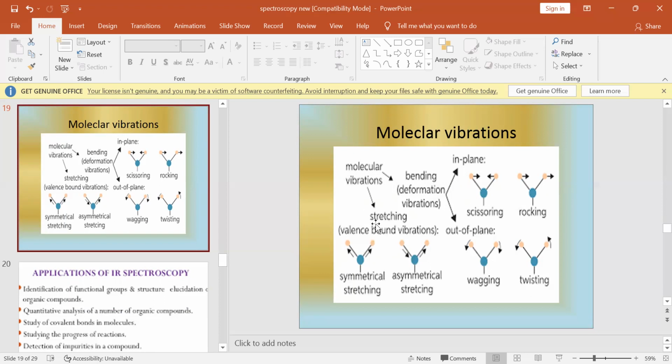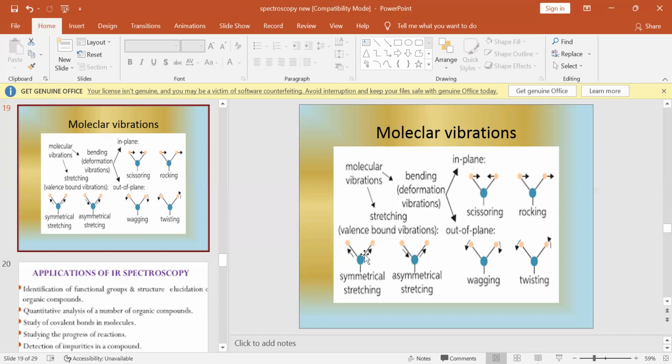Stretching vibrations arise because of stretching and contracting of bonds, with a change in bond length but without change in bond angles. Here the bond angle remains the same, and bond length varies. Two types of stretching vibrations are there: symmetric stretching and asymmetric stretching. In symmetric stretching, the movement of atoms occurs in the same direction with respect to the central atom in a molecule. This is the central atom, and the two atoms attached to it will be stretching in the same direction.